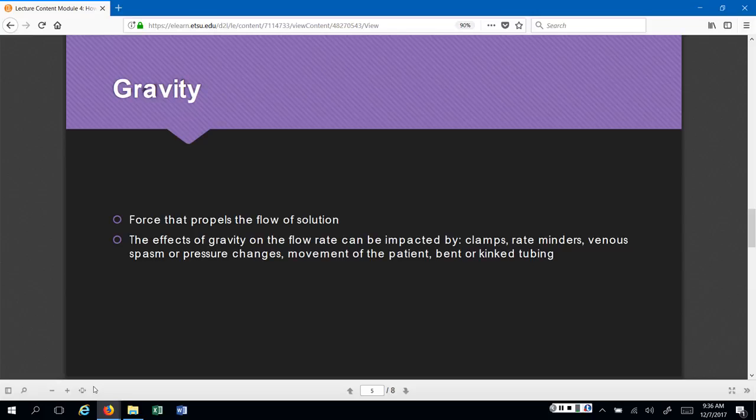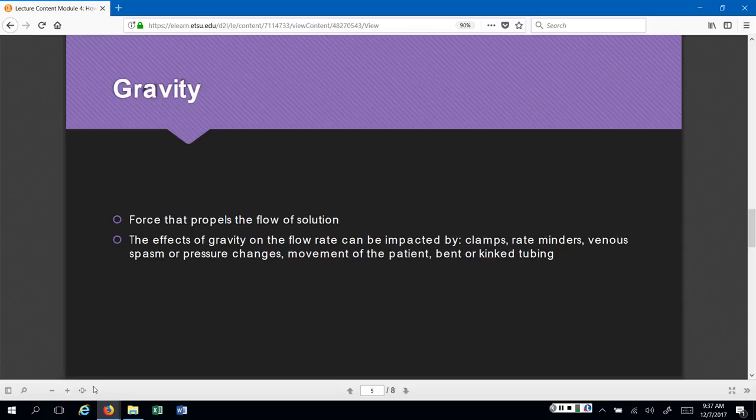As I said previously, you can infuse via gravity. They used gravity infusion a lot. But basically, that just allows pressure on the solution for infusion to come from the external force of gravity on the outside of the bag of infusion solution. The effects of gravity on the flow rate can be impacted by clamps. Of course, if you've got your tubing clamped, gravity can't exert enough pressure to overcome the pressure exerted by the clamp.